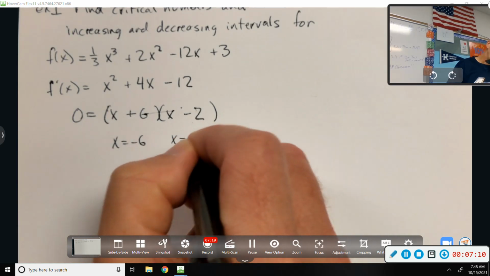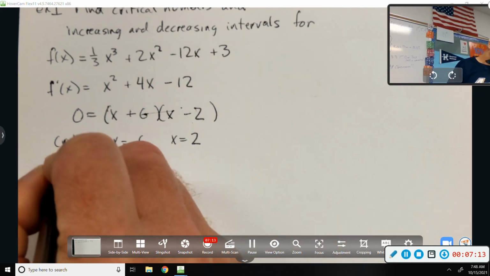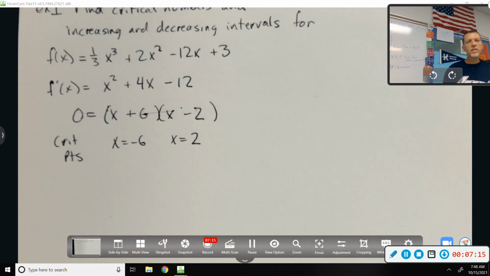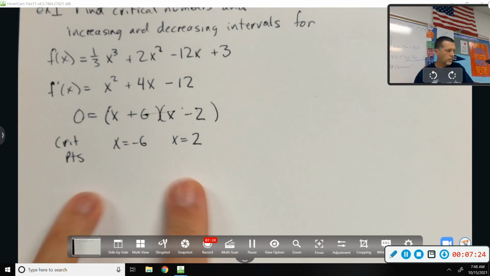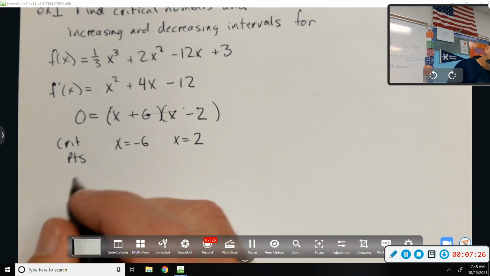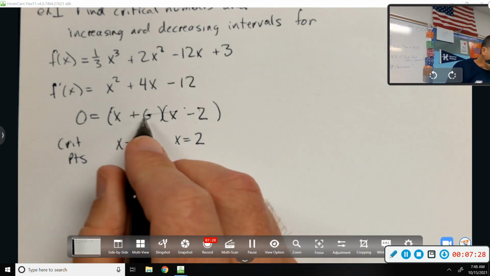So x equals negative 6 and x equals 2. Those are our critical points. That was sort of it for the first part of Monday's lesson: just find critical points. Let's make sure we understand what those are. So we found them. Now, those are the only places where f prime is 0.